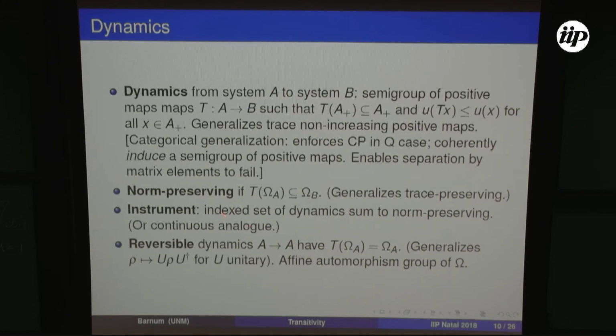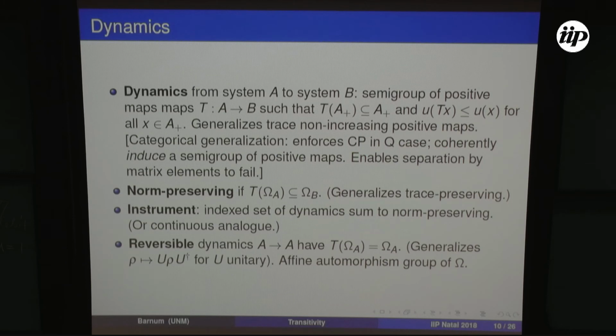Okay, so a nice way to do it is to think of things as enriched over ordered linear spaces, which basically means that the set of dynamics from one system to another is indeed a cone, and it's a semigroup, which follows from having a category around. You have to have composition.